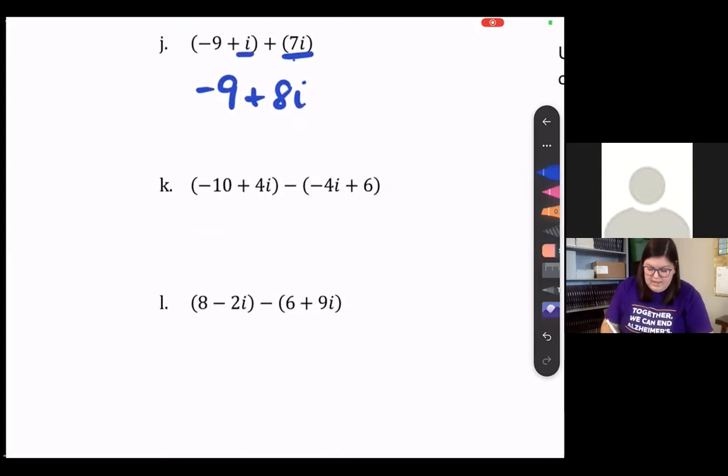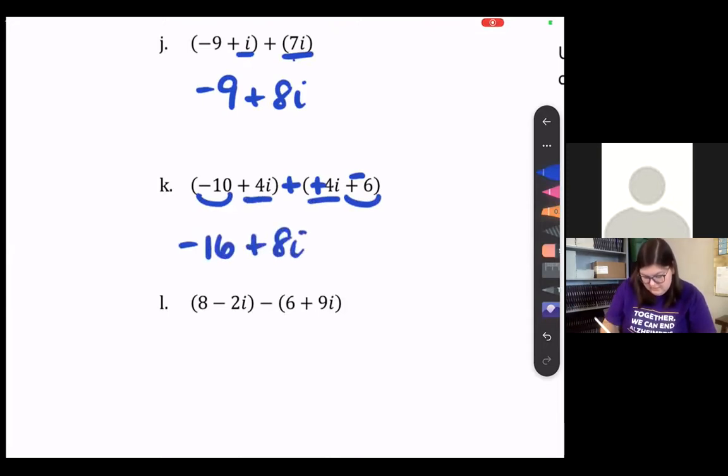Okay. For K, this is a negative sign. So the first thing we have to do is we have to change all of our signs. Now we can combine our like terms just like normal. So -10 plus -6 is -16. 4 plus 4 gives me 8i.